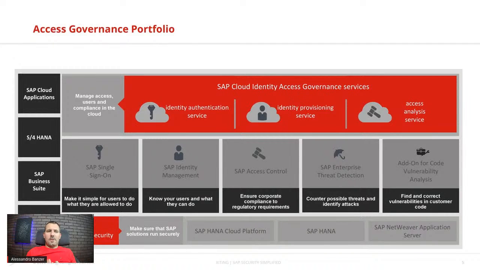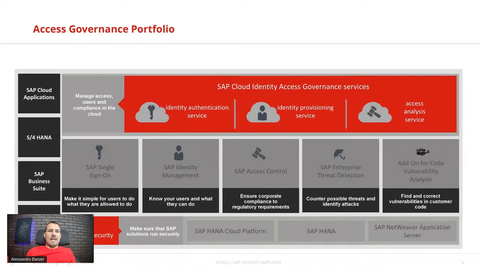Here is another picture, very similar, just once again to show you that there's a cloud. So IAS, IPS, and IAG are cloud services. They run on the Business Technology Platform. They're true SaaS applications, software as a service applications. They cover similar features as we have on-premise already.